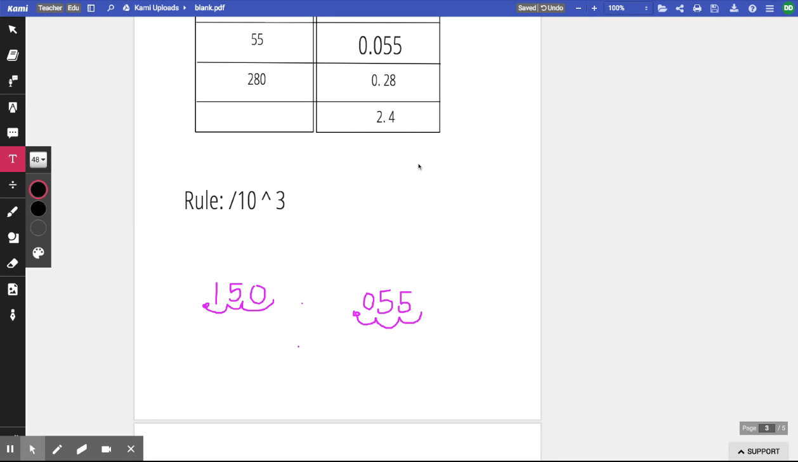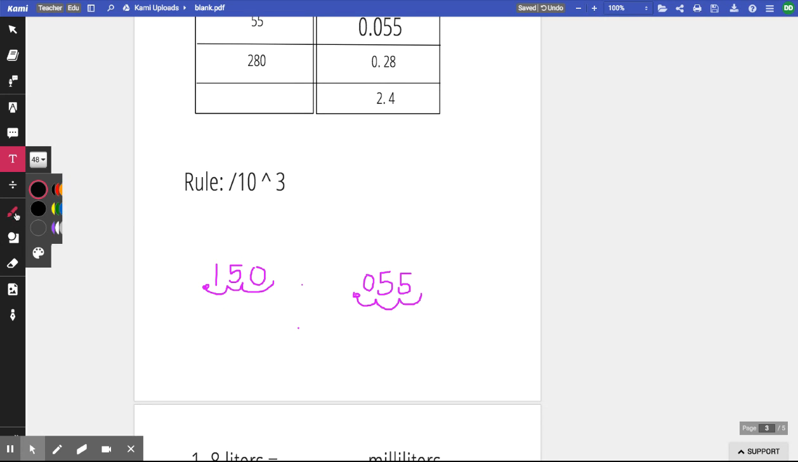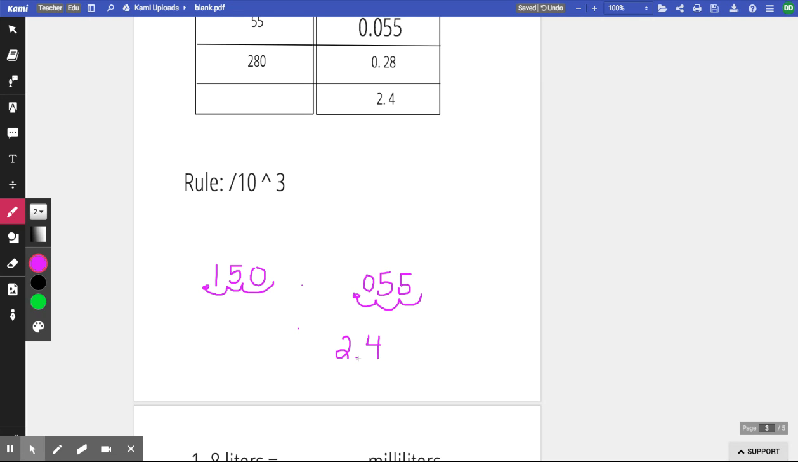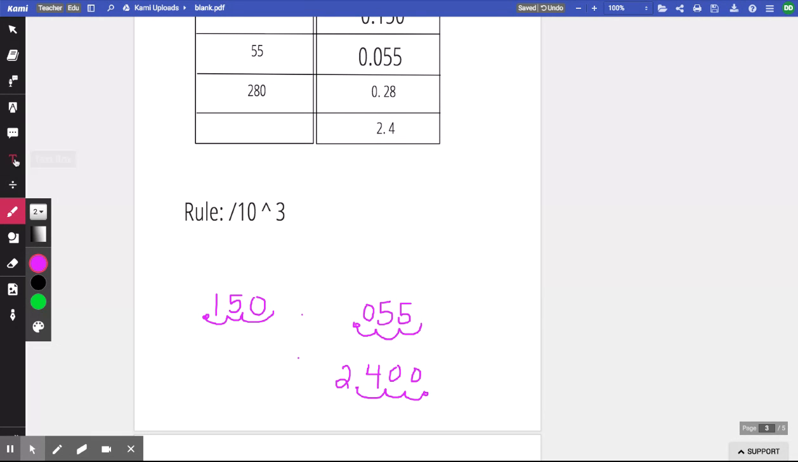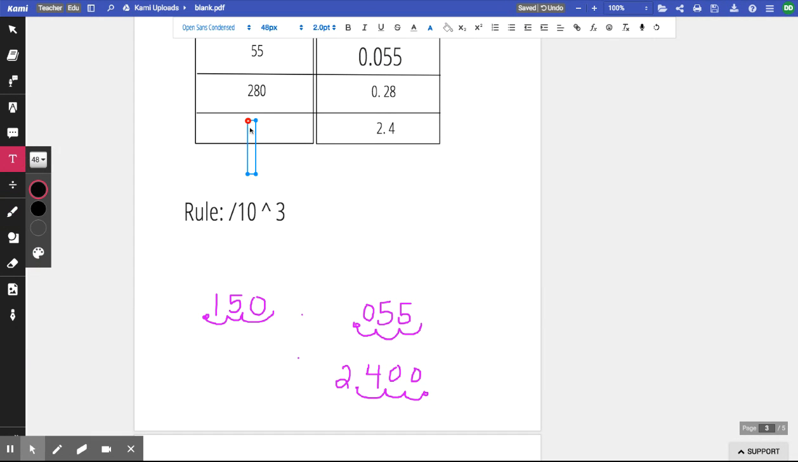Now for the last one, we have our out, but we don't have our in. So this one's a little bit tricky because now, instead of moving my decimal point 3 places to the left, I have to move my decimal point 3 places to the right, because remember, I'm doing the opposite now to get my in. So when I move my decimal point 3 places to the right, my in is 2,400.